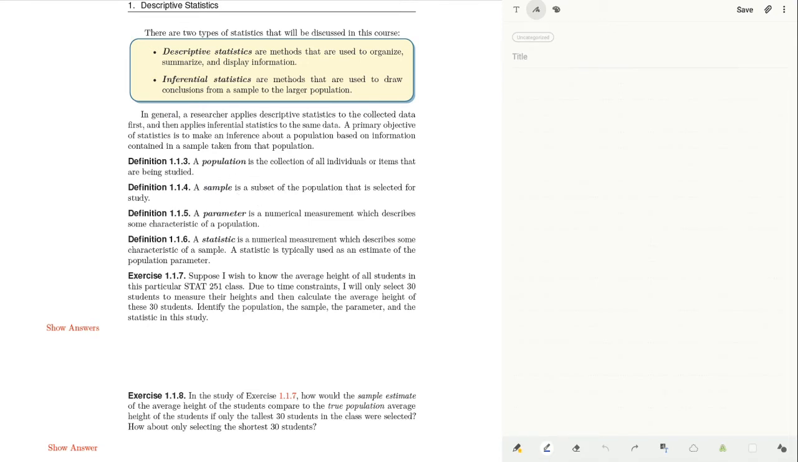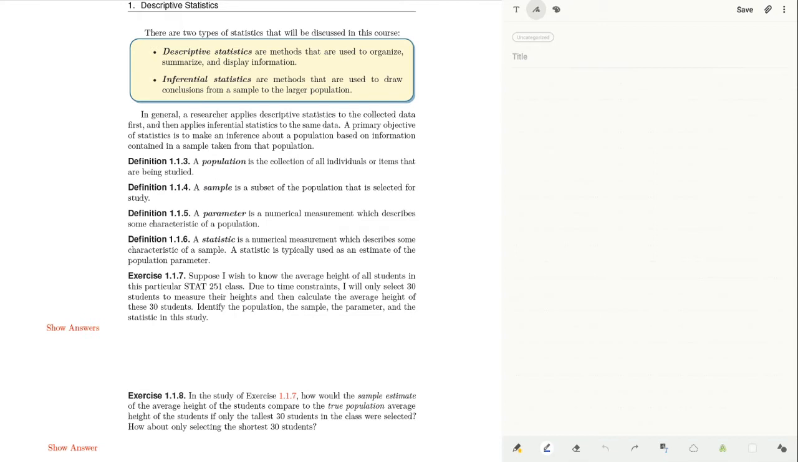So let's look at an example of identifying these definitions in a study. Suppose that I want to know the average height of all students in this particular STAT 251 class. Now, because of time constraints, I will only select 30 students to measure their heights and then calculate the average height of these 30 students. So what are the population, the sample, the parameter, and the statistic of this study?